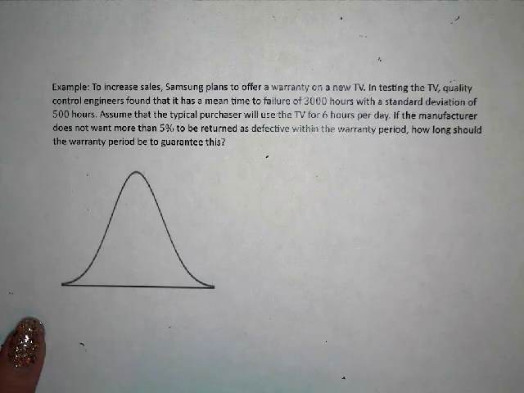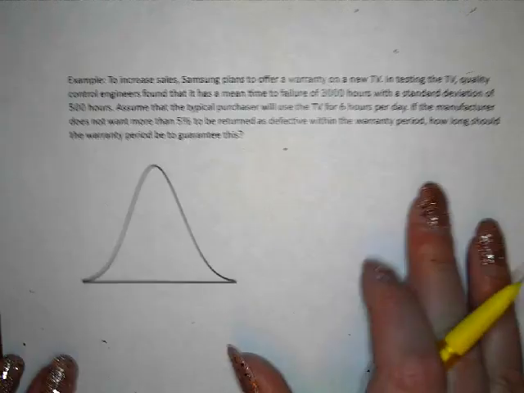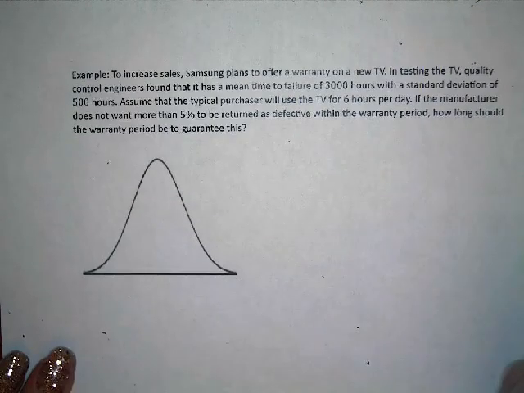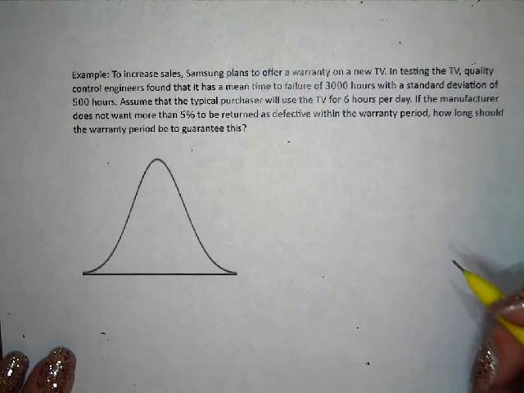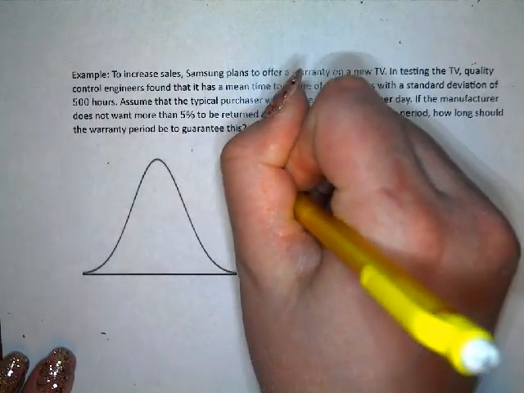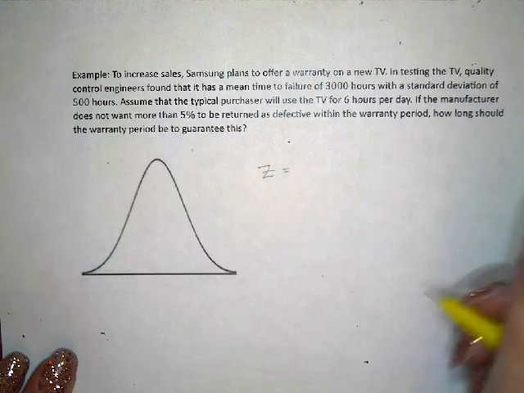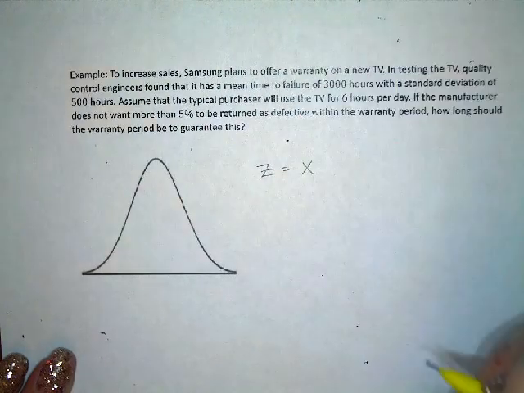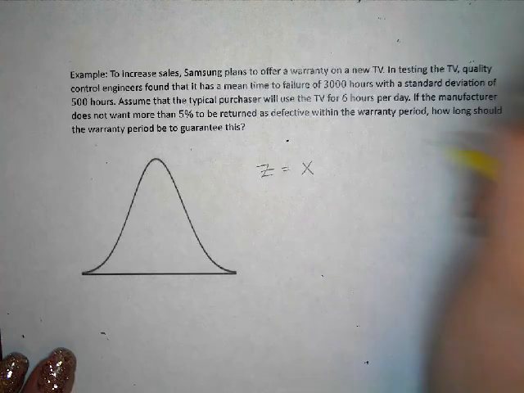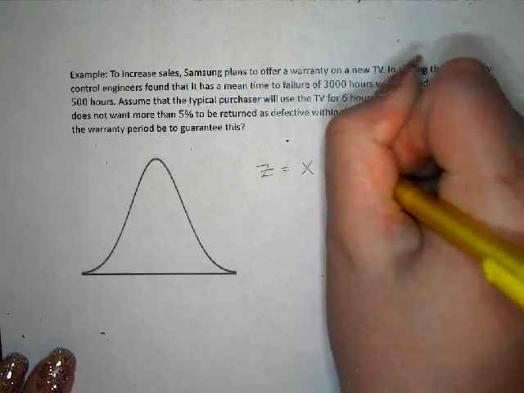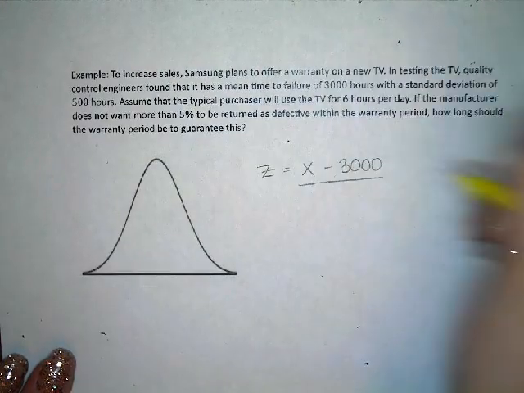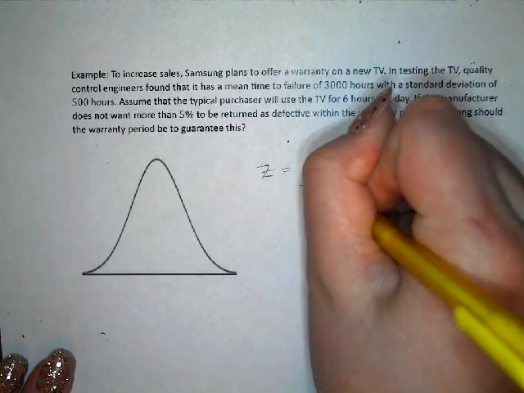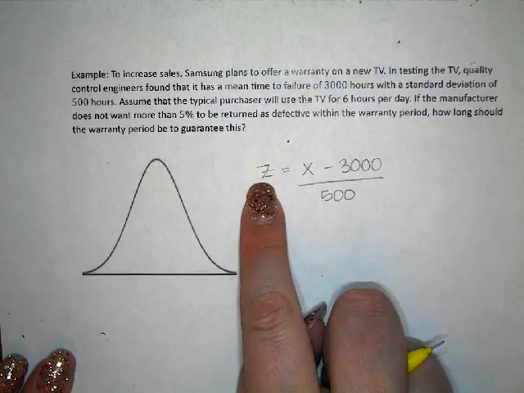So if we think about how we want this z-score to work, we're going to say for our z-score, we want some data value minus our mean divided by our standard deviation. We want this to spit out a z-score so that we have no more than 5% being returned.